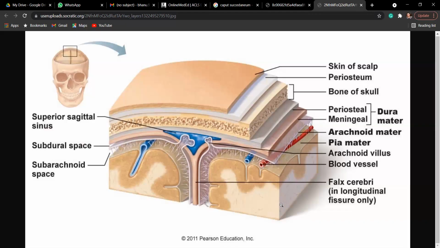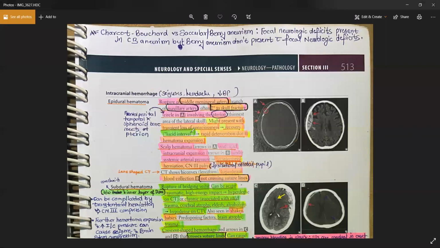Yes. Good. So now let's go back to the first slide. The first two we have discussed already, cephalohematoma and caput succedaneum, right? Now you have the epidural hematoma, and that happens because of a rupture of the middle meningeal artery.